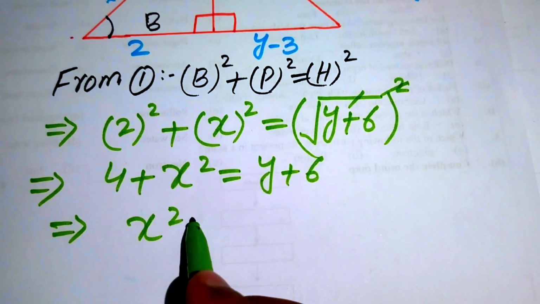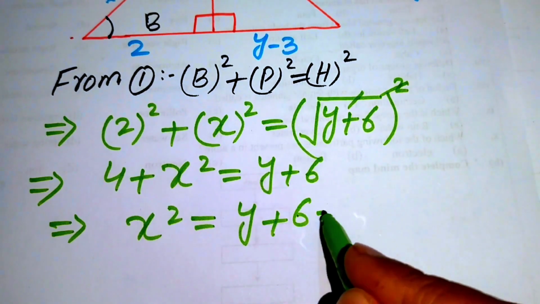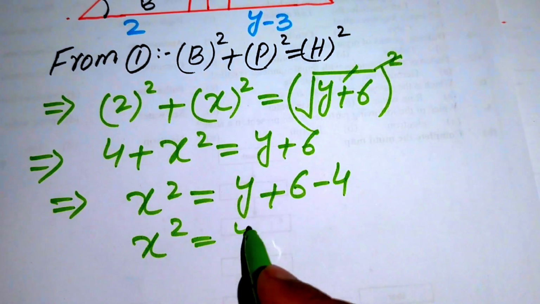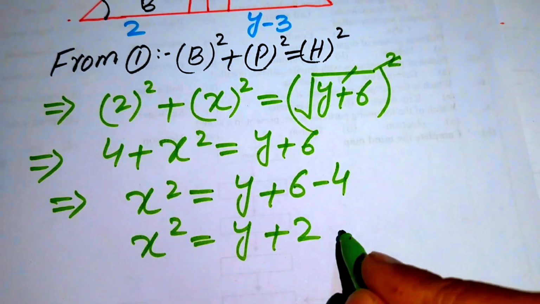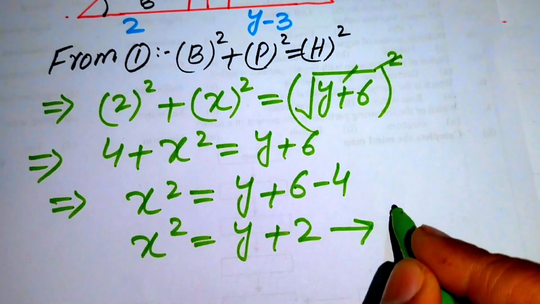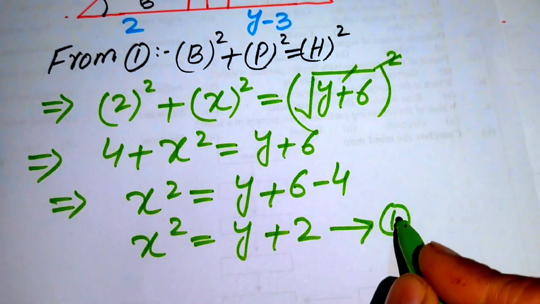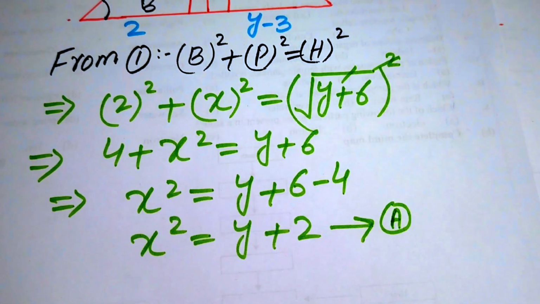Here we simplify the terms and first find the value of x square. We move this plus 4 to the right hand side and we get y plus 6 minus 4, so x square equals y plus 2. We call this equation number 1, or equation number capital A. We denote our equations by capital letters.